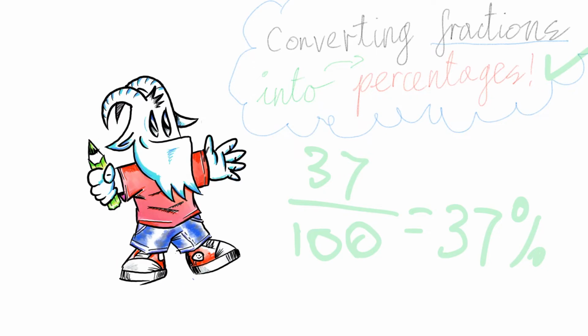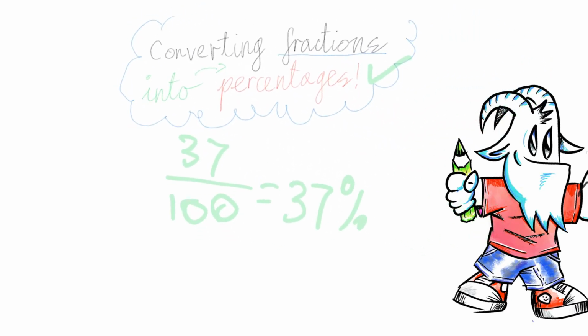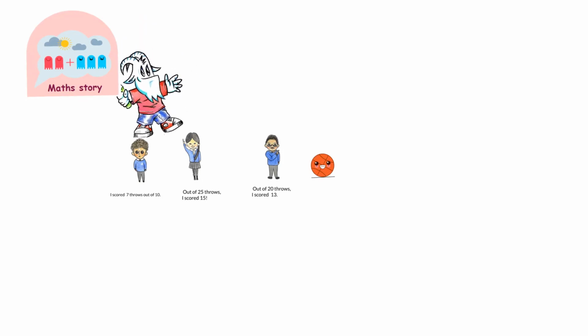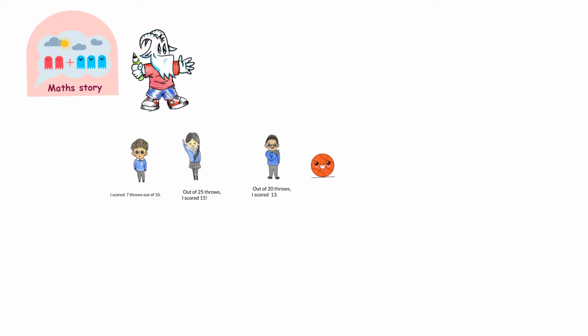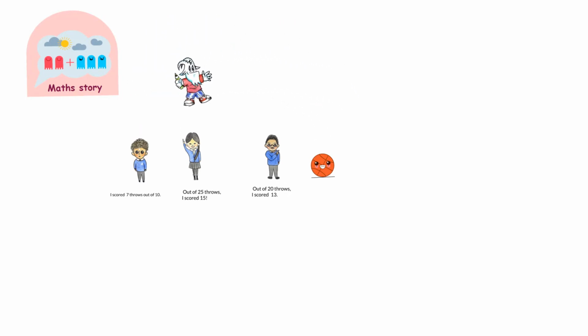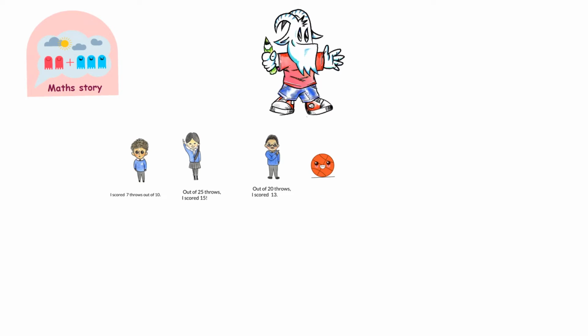Well, let's have a look at the math story. Adam, Betty, and Charlie were playing basketball. They all scored a different amount of points and they all threw a different amount of shots. Who has the best score? Now, we use percentages to turn any value into a fraction out of 100, so we can compare values with different wholes.